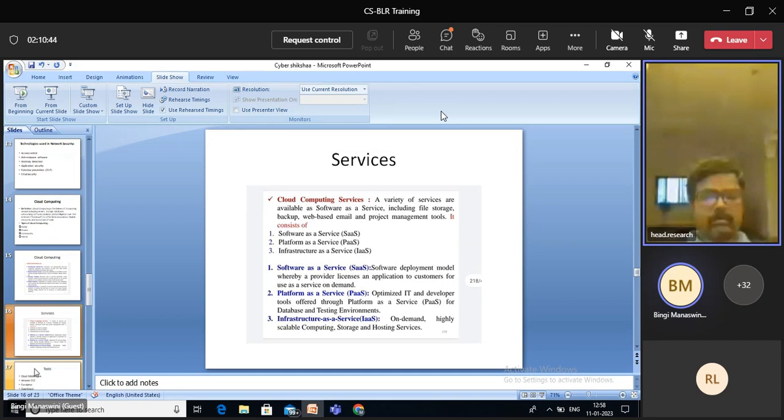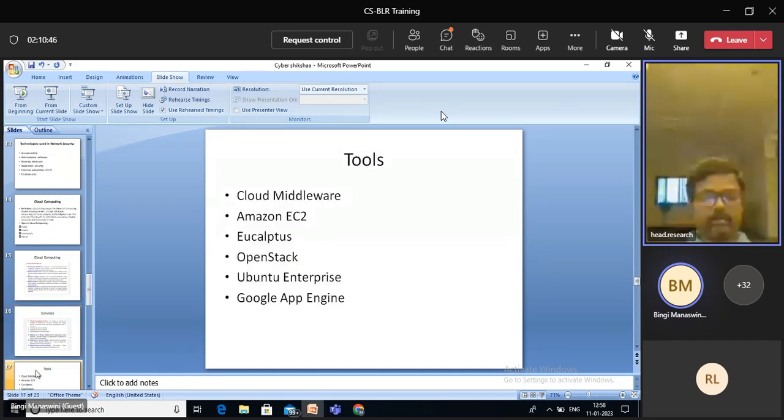And we have different cloud computing tools like Cloud Middleware, Amazon, OpenStack, Ubuntu Enterprise, and Google App Engine.